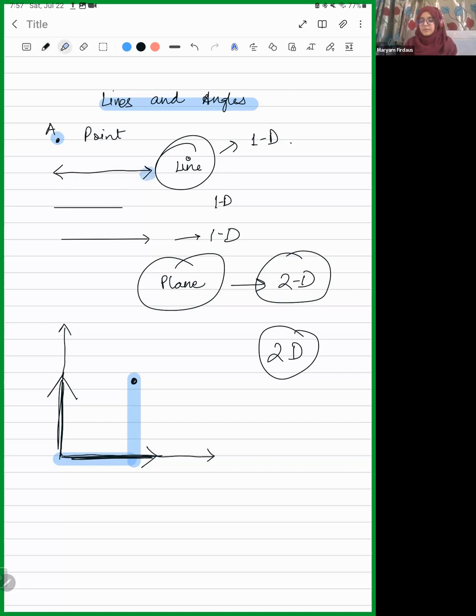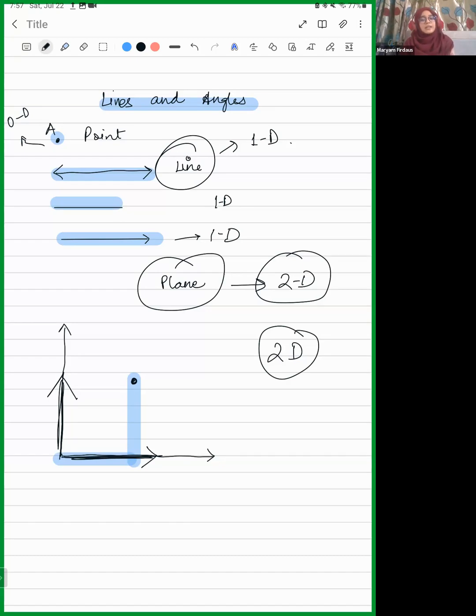These 3 are 1 dimension, and the point is 0 dimension, because over here you can't move up or down or anything. If you are on a point, there is no direction where you can go. So a point is known as 0 dimension because it doesn't have any length or breadth. A line doesn't have any breadth or width, but it only has length. A plane has both length and breadth, for example, a sheet of paper or your screen.